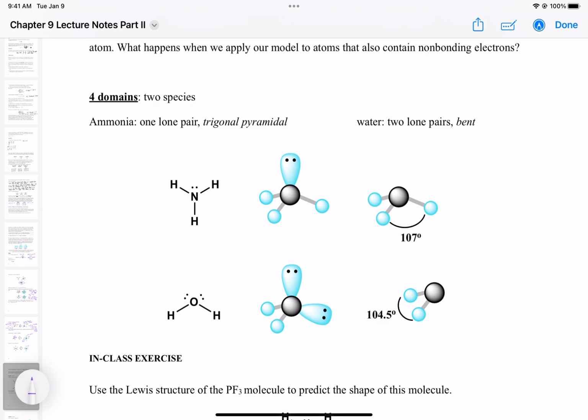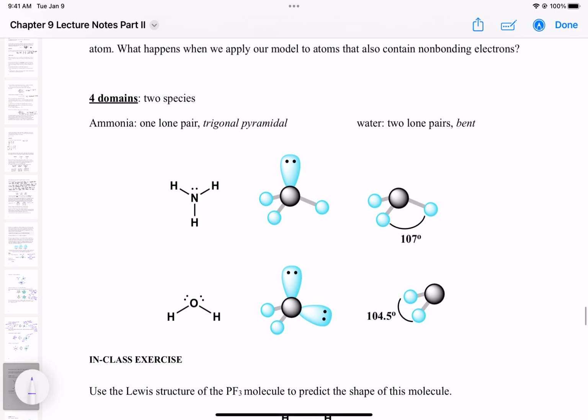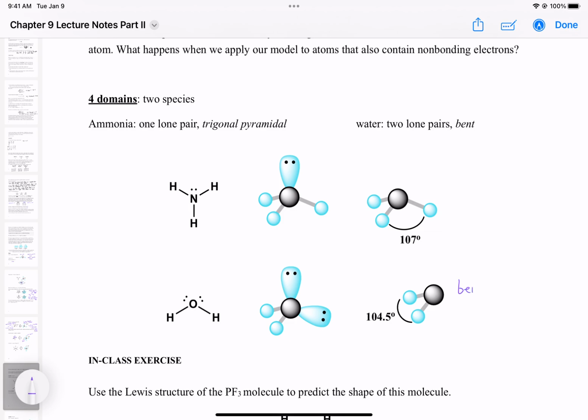All right, let's move forward here. So another example, let's label these. This is bent, and it's trigonal pyramidal.